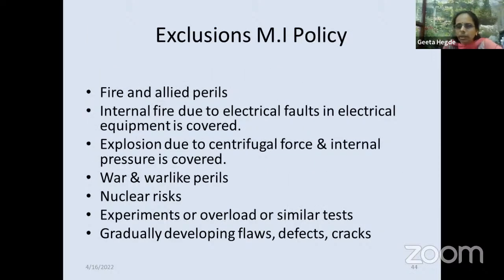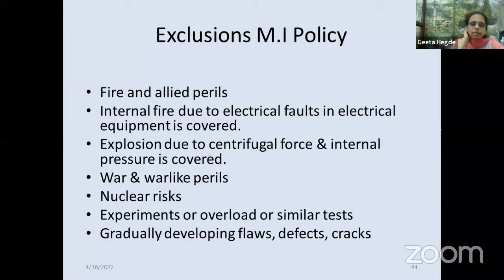Exclusions are important. Here we have seen that all types of losses, electrical, mechanical, human error, whether at rest or working or being dismantled, everything is covered. So what is not covered? Fire and allied perils are not covered under the machinery insurance policy. If machinery is exposed to fire, then that will be covered under a fire policy. Internal fire due to electrical fault in electrical equipment is covered.